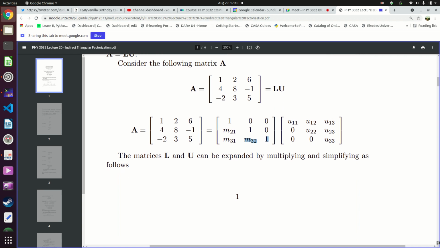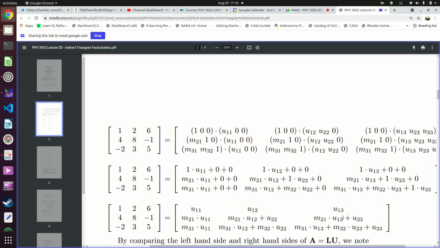When we do that, this is what we end up with. So this is our A. And so this is us multiplying the first row by the first column. When you do that, it's going to be 1 times this plus 0 times 0 plus 0 times that, which is going to give you 1 times U11 plus 0 plus 0. And when you do this, you're going to get what you have here. Are we clear? You're going to get U11.